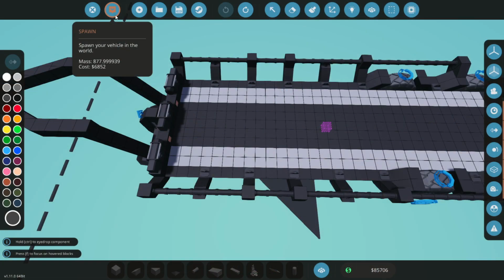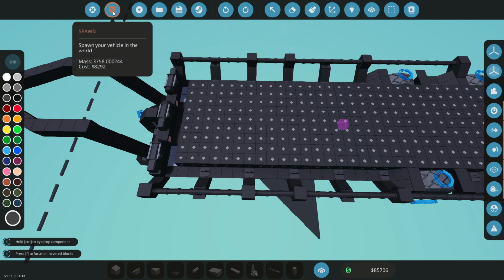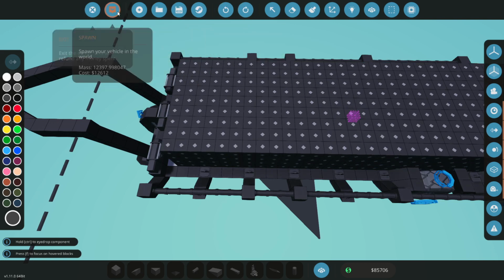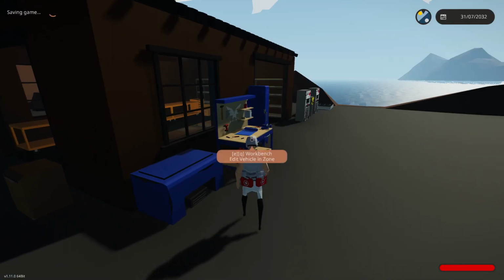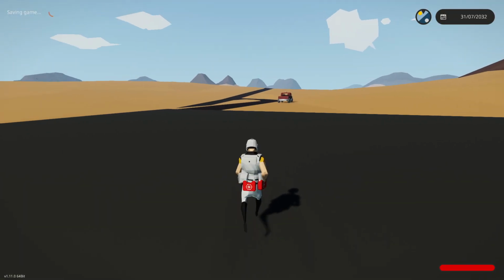Okay, so this trailer currently weighs 877. If I add a row of this, it's now 3,758. If I do it a bunch of times, it is now 12,300. So this weighs 12 times the amount the trailer used to weigh, pretty much. Let's try and pull this. I don't know how this is gonna go.